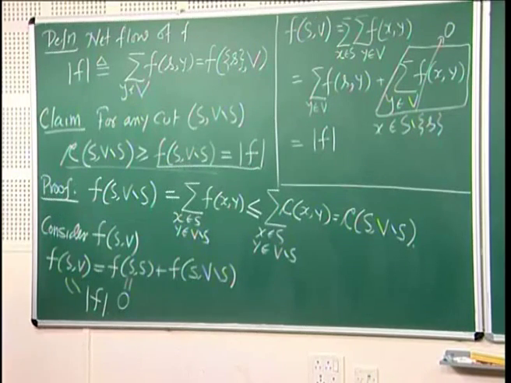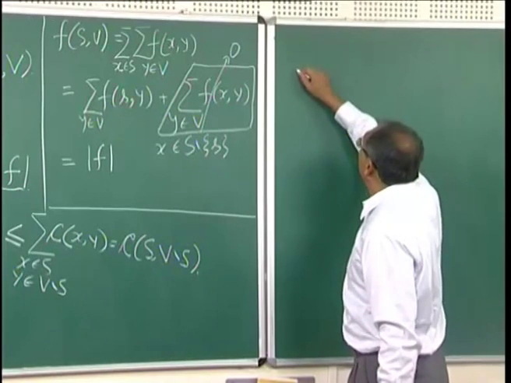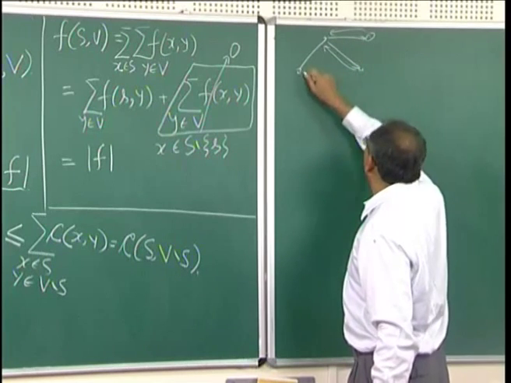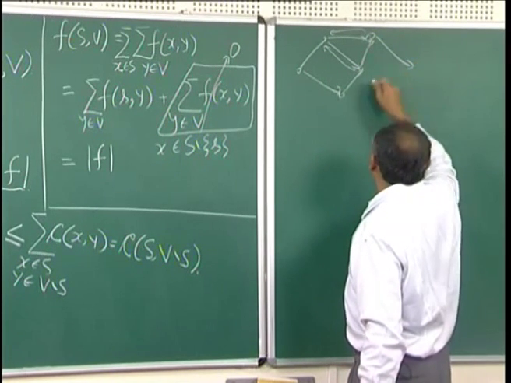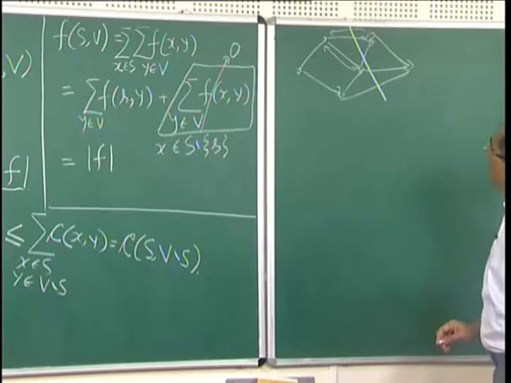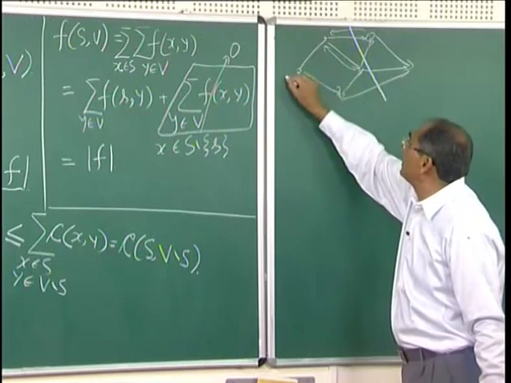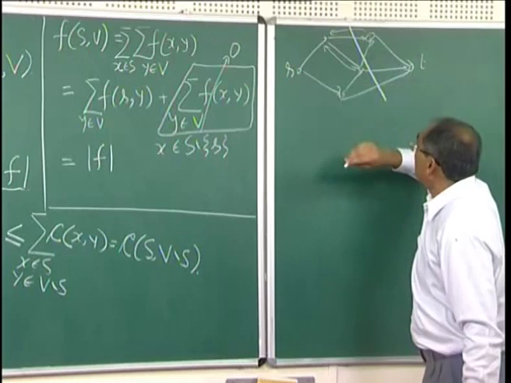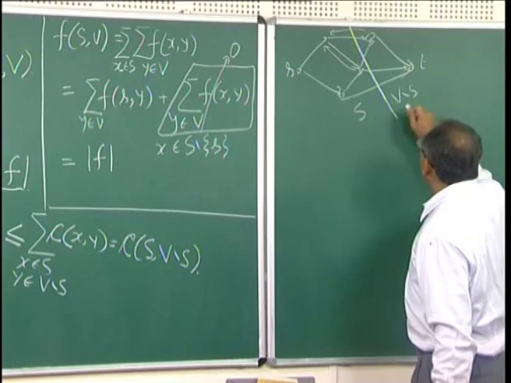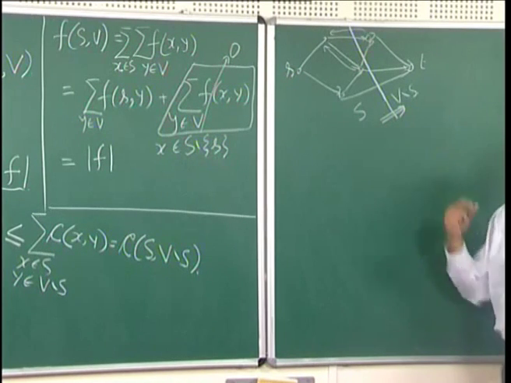What does that mean? Let us take a look at a simple picture. Suppose we cut the network here. This result states that whatever flow has emerged out of the source is exactly equal to the net flow passing from side S to side V minus S in this direction, and that is precisely what we should have due to the conservation rules.